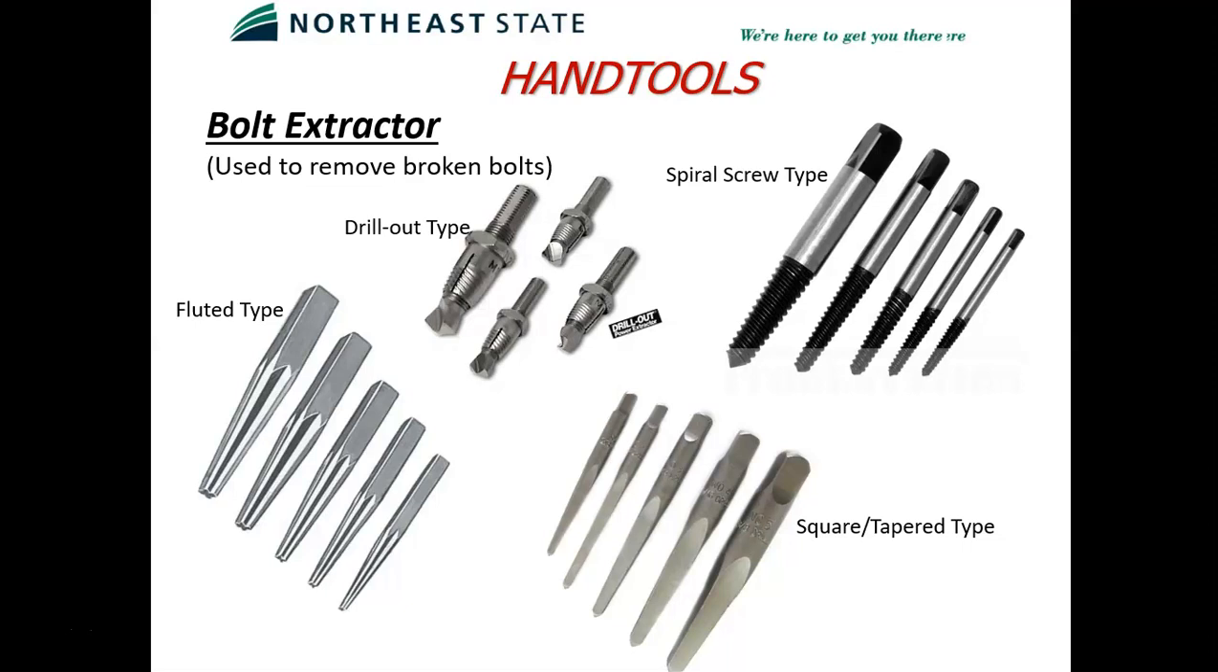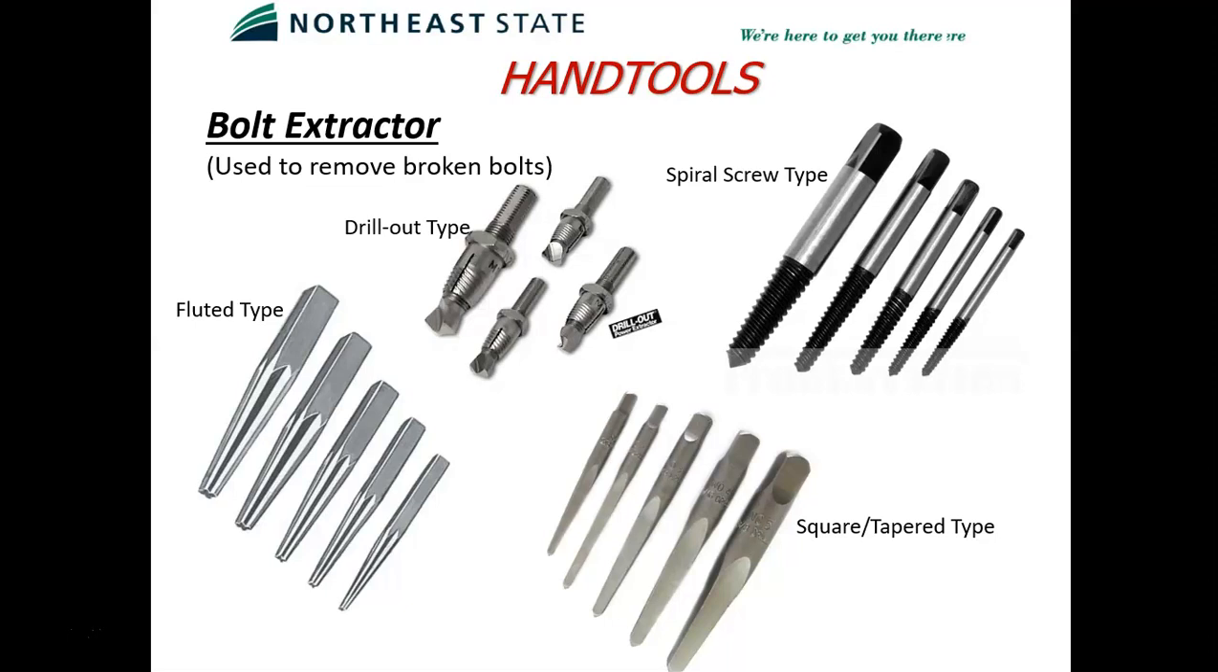Drill a hole, and then the fluted type and square taper type, you drive those in with a hammer, using friction force to drive them in, and then you use a particular wrench, whatever fits at top, a crescent wrench, to turn it in a counterclockwise direction if it's a right-handed thread bolt.